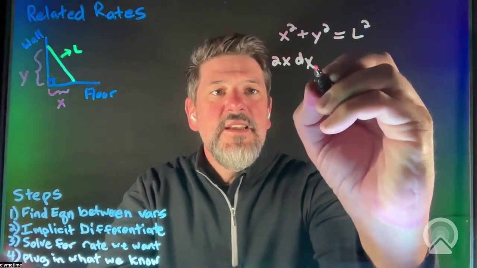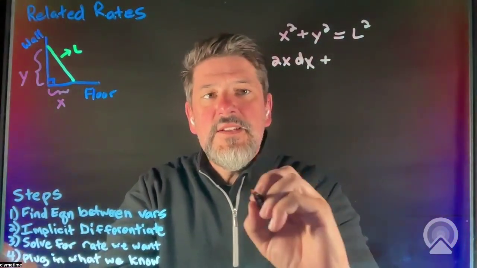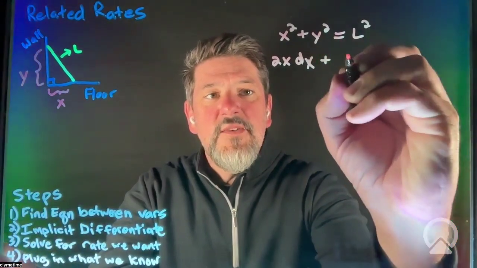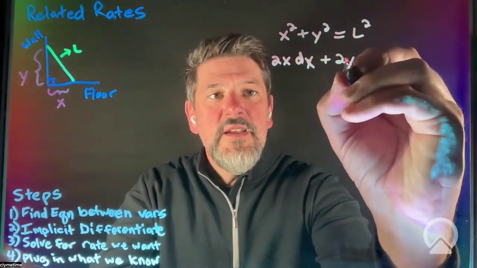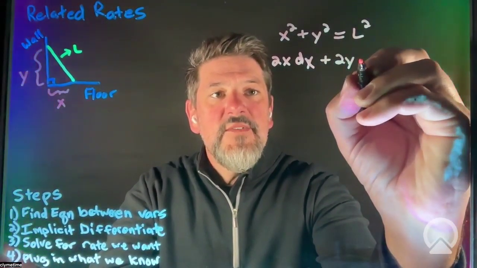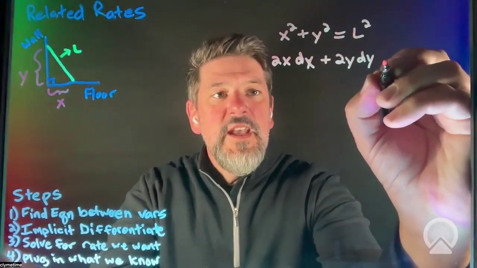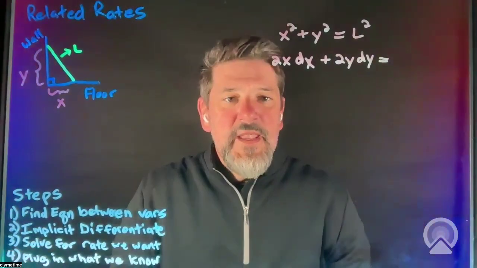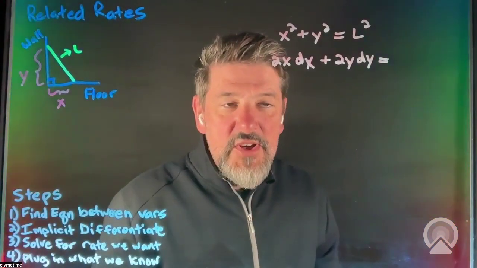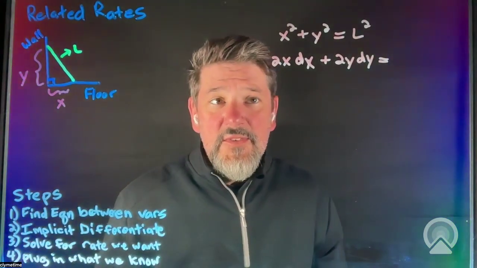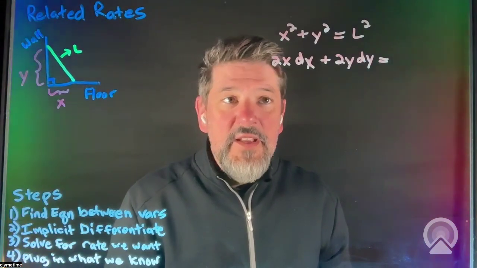So 2x dx. And then I move on to the next term. And the next term, my variable is y. So I take the derivative, which is 2y, and I put the differential afterwards, which is dy. And then the last term is L squared, and L is a constant, it does not change. So since it does not change, the derivative of L squared would be 0.